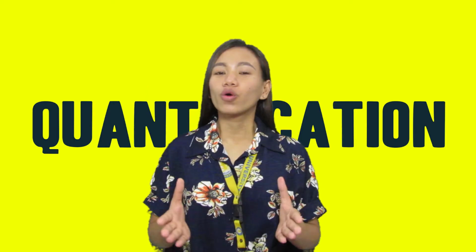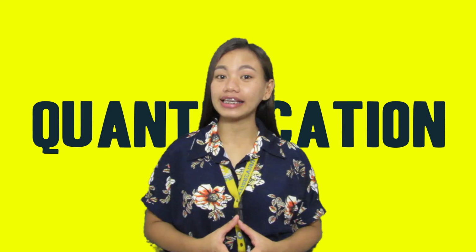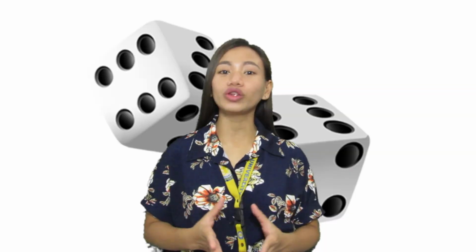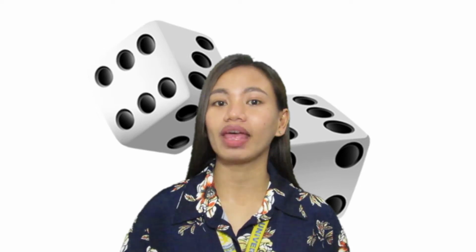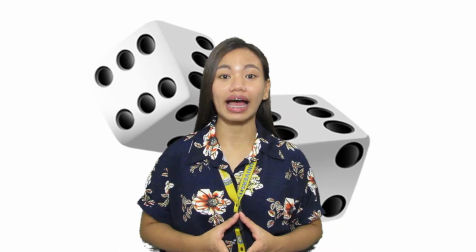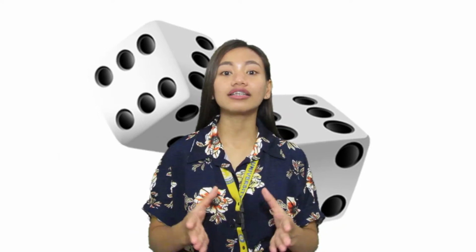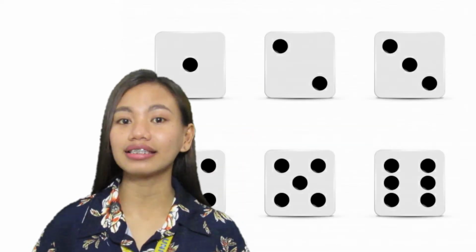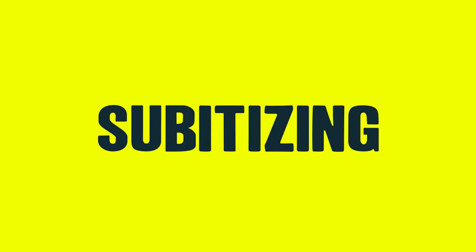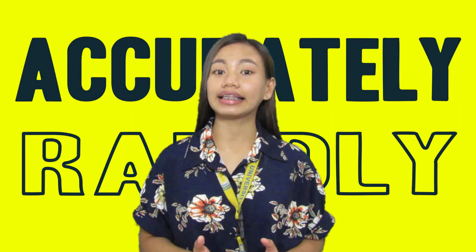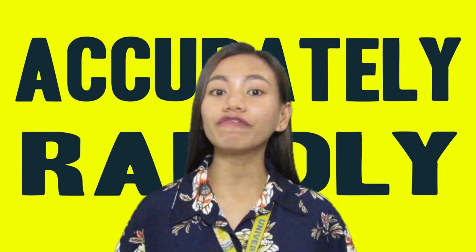Quantification. Quantification is the ability to recognize that all numbers are associated with an exact quantity, and the ability to recognize sets of objects such as dots on a dice. This is sometimes referred to as subitizing. Subitizing is the ability to accurately and rapidly identify a small amount of items without having to count.